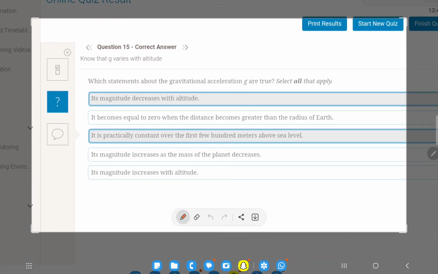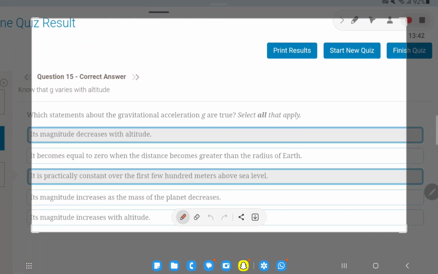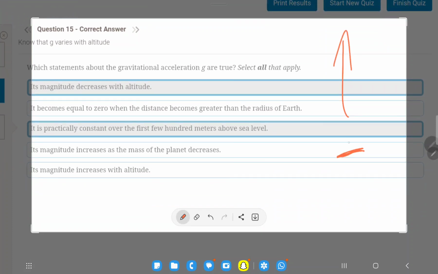Which statements about gravitational acceleration G are true? Its magnitude decreases with altitude. Yes, because the more you go up, the further the distance between you and the core of the Earth. So the weaker the force dragging you to the center of the Earth.